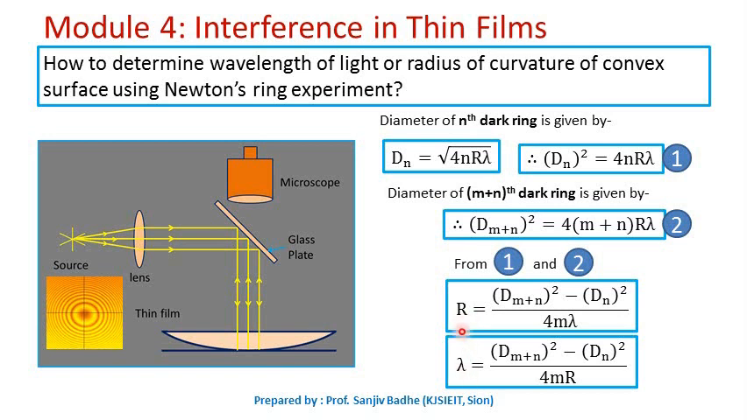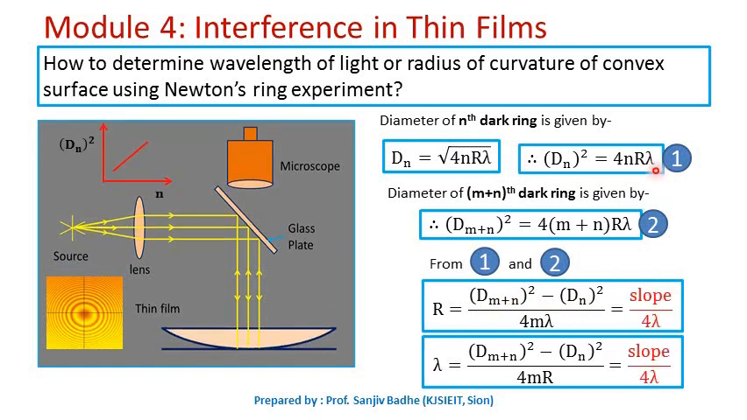Now to calculate this wavelength of light or radius of curvature of the convex surface, we need diameter of nth dark ring and diameter of m plus nth dark ring. These diameters can be measured by using the travelling microscope. So in an experiment, travelling microscope will be an important part. With the help of travelling microscope, we are going to measure the diameter of nth dark ring and diameter of m plus nth dark ring.